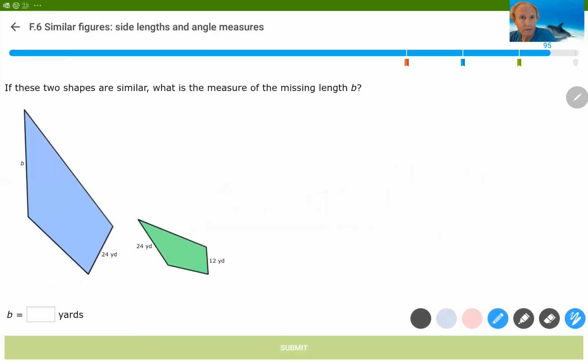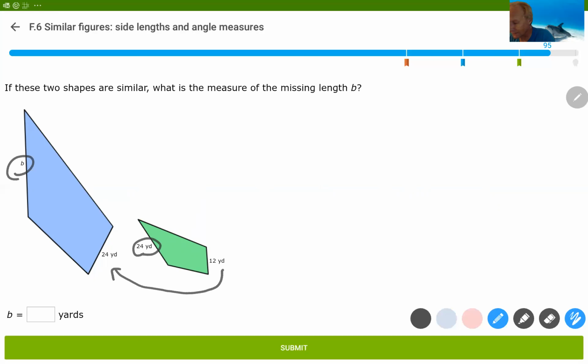And I think we may be done. No, one last one, I think. Oh, this is interesting. Be careful, the 24 matches with the B, not the 24, of course. So we multiplied by 2, and it's twice as big, so this one is going to be 48.